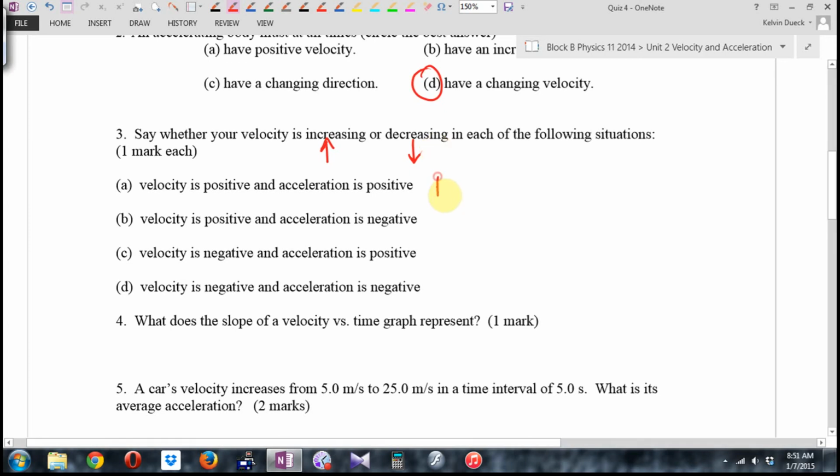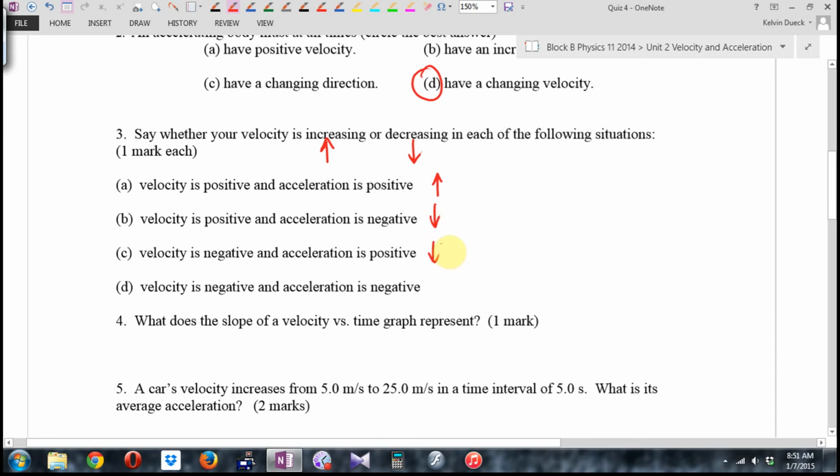Yep. If your velocity is positive and your acceleration is negative, is your velocity increasing or decreasing? Decreasing, you're slowing down. If your velocity is negative and the acceleration is positive. Now, usually what I think when I see the word negative is backwards, and acceleration is positive, forwards. So if I'm backing up, but I'm accelerating forwards, what's happening there? Slowing down, so increasing or decreasing? Decreasing. I heard the creasing.